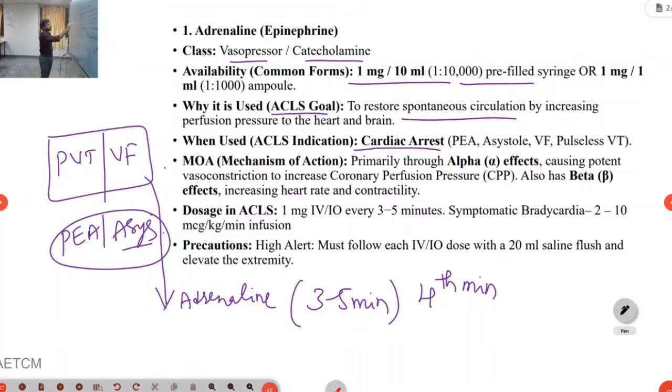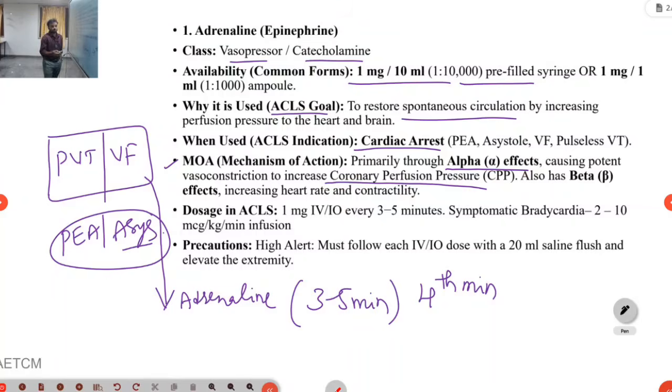Next is the mechanism of action. Primarily, why we give adrenaline in cardiac arrest is that it acts on the alpha-1 receptors present in our body. These alpha-1 receptors are usually present on the vascular smooth muscles, causing massive vasoconstriction, and finally there will be an increase in the blood flow to the heart especially. So it will increase coronary perfusion pressure.